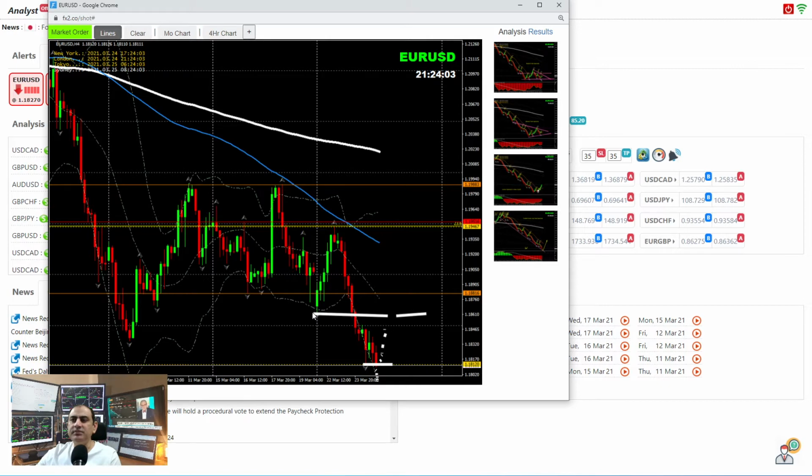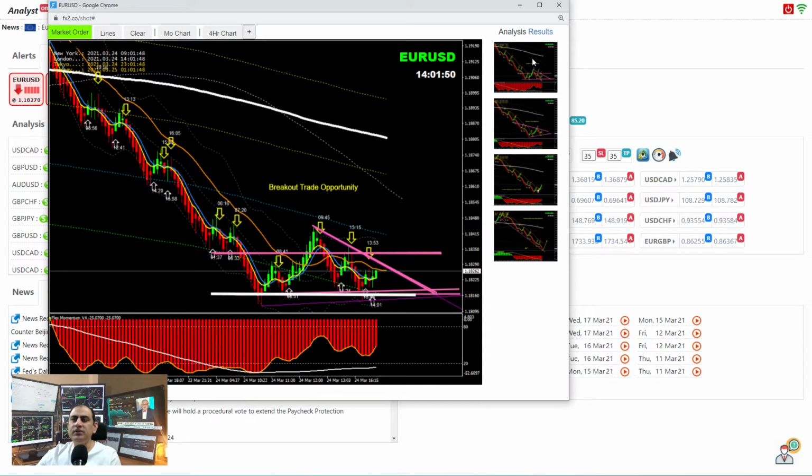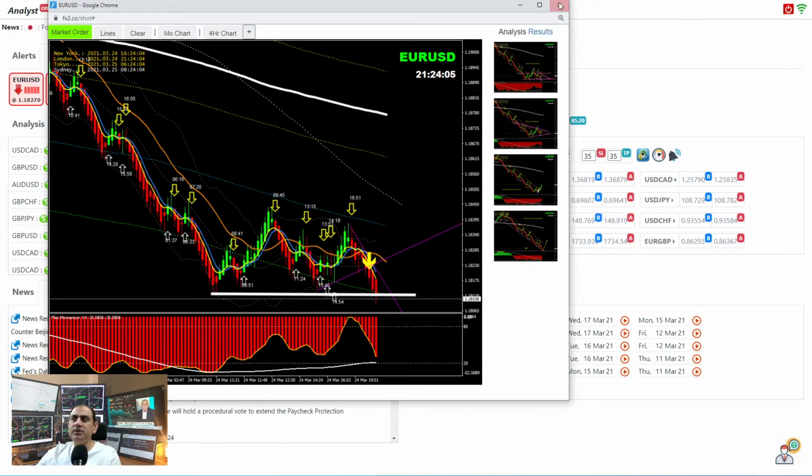You can see here, this previous low is broken, and as you can see here in intraday, we're still waiting for this one to break out. As you can see, the analyses are still valid, so we'll let you know tomorrow about the Euro USD.